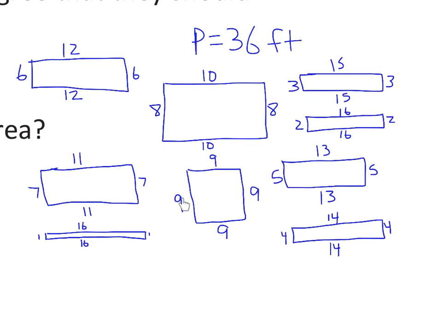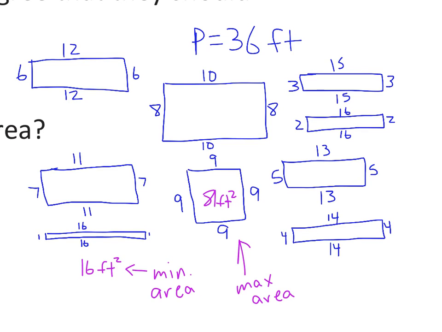So 9 times 9 is 81. That area there would be the greatest, right? Because that'd be 81 feet squared. All of these are in feet. And then 16 by 1 would only be 16 square feet, because 16 times 1 is 16. So this is our minimum area, and this would be our maximum area. So if they have space for a 9 by 9 square, that would be their best bet.